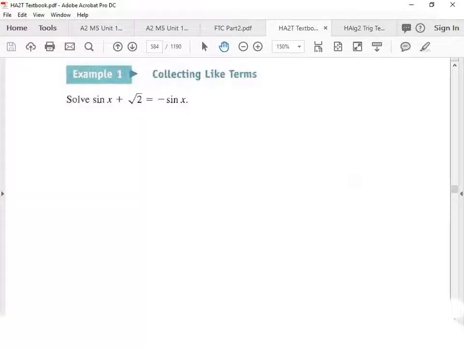Get the signs on the same side. Okay, here we go. So I'm going to add sine x to both sides because our goal right here is trying to get x alone. So if I have two sines right here, when I add those together, I get 2 sine. And then I have plus rad 2 equals 0.